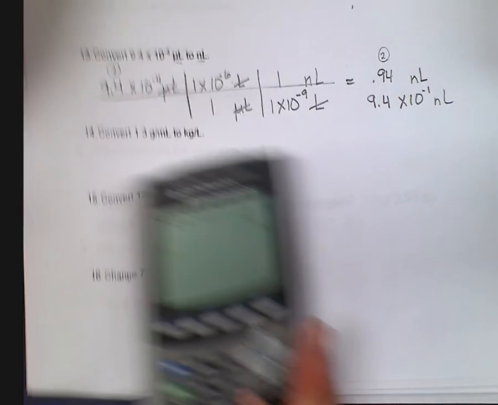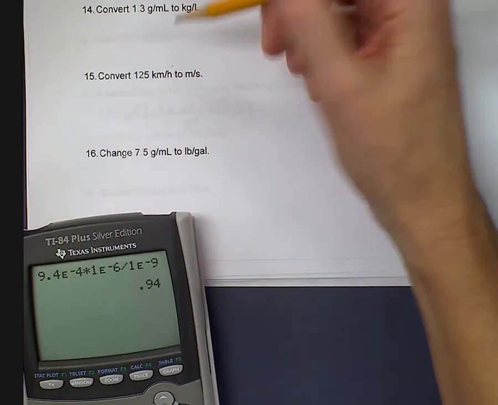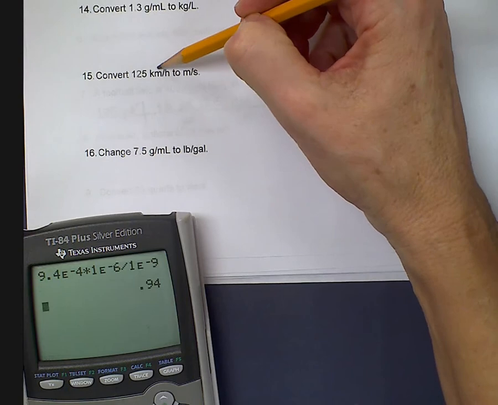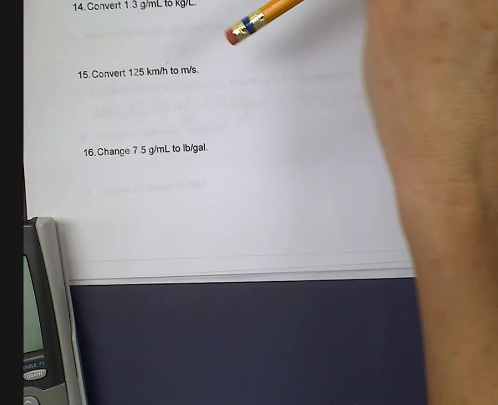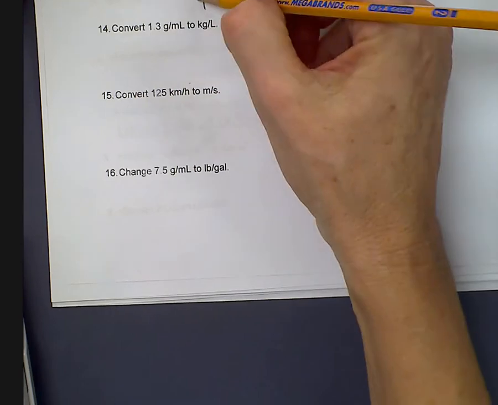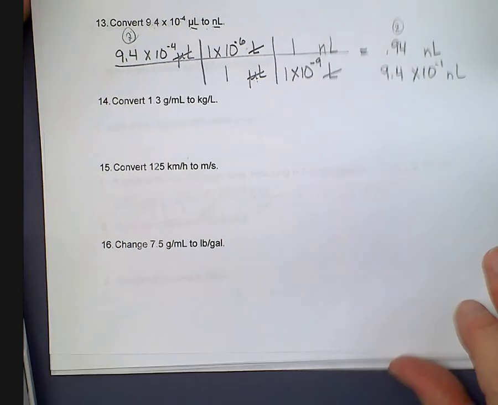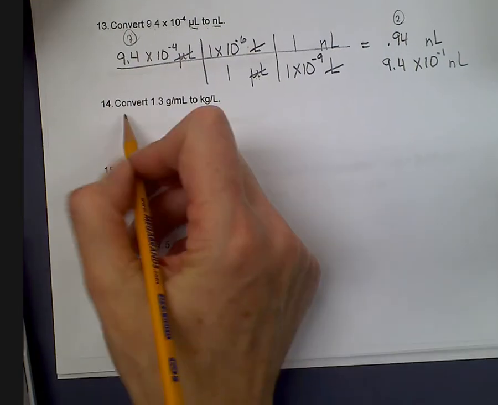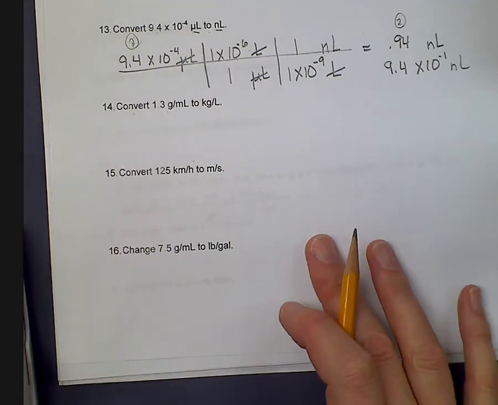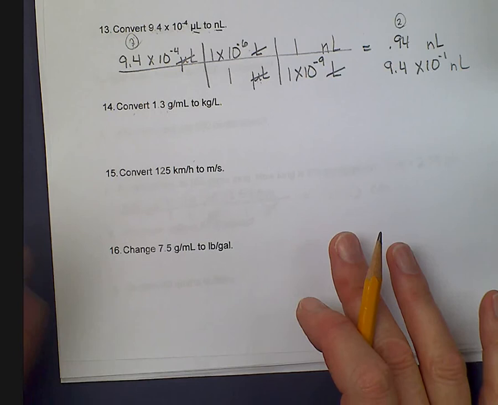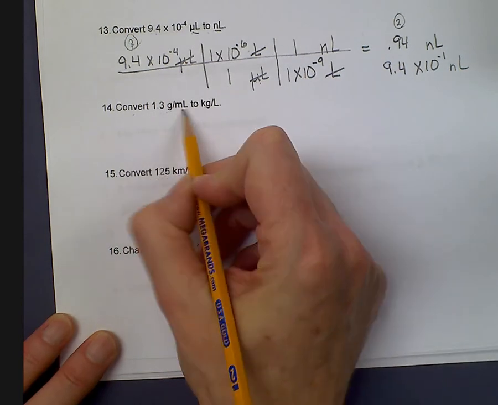All right, let's try double units, units that have a unit in the numerator and in the denominator. This is kind of nice because we have something to fill in this empty space that bothers so many people. So we'll do this one. Convert 1.3 grams per milliliter to kilograms per liter. So we're changing grams to kilograms and milliliters to liters.